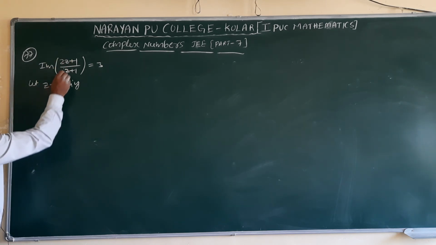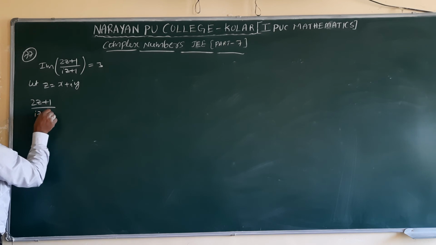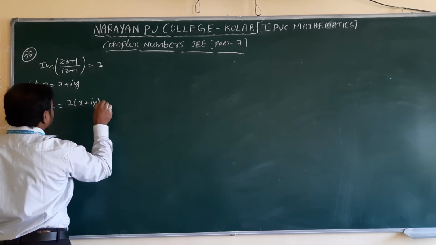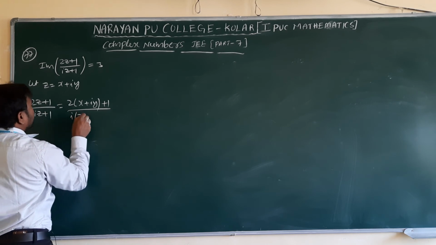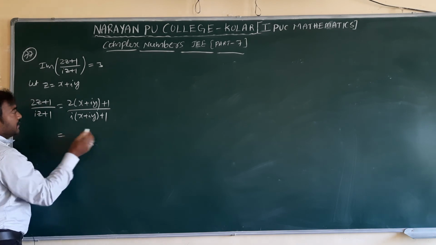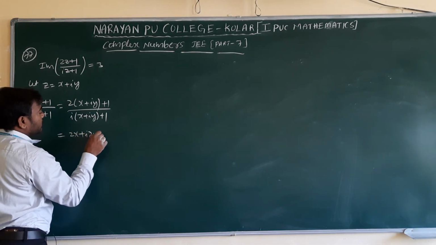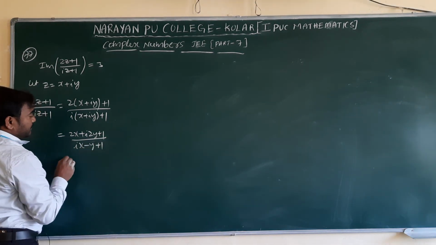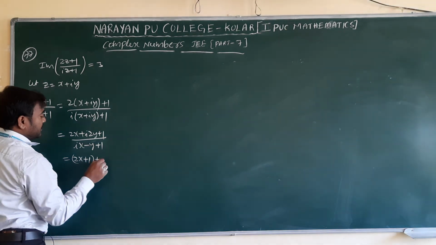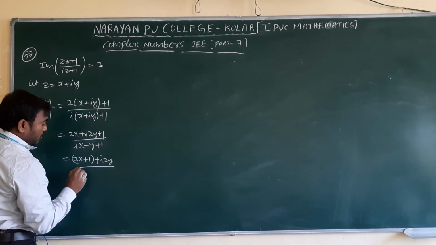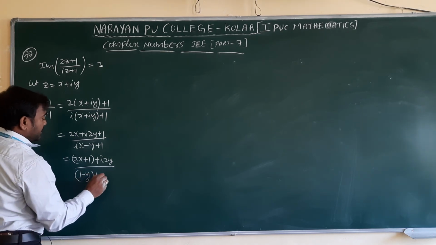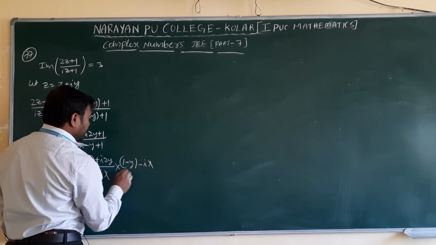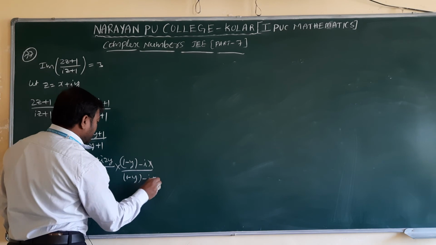Here, (2z + 1)/(iz + 1) = (2(x + iy) + 1)/(i(x + iy) + 1). Multiplying out, we get (2x + 1 + i·2y)/(ix + i²y + 1), and since i² is -1, the denominator is 1 - y + ix. Now we rationalize: multiply by (1 - y - ix)/(1 - y - ix).